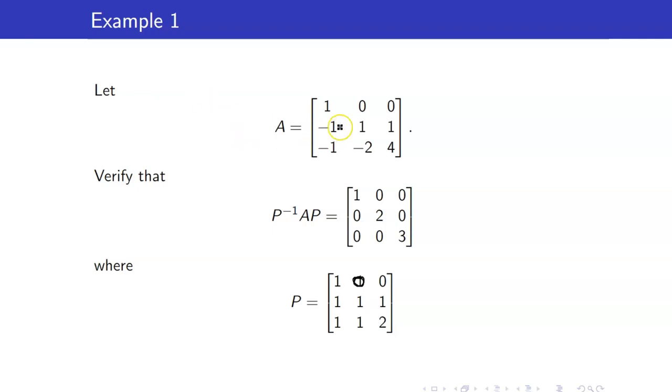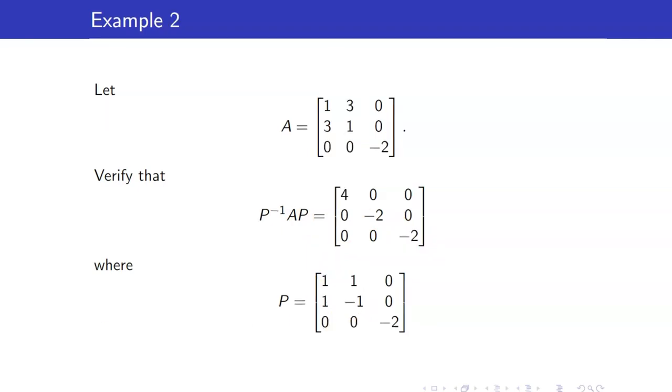Here is an example of a diagonalizable matrix. If A is given by this matrix, then it is similar to this diagonal matrix whose entries are 1, 2, and 3. And this matrix P here is given by this one. Another example, if your matrix A is given by this one, it is similar to this diagonal matrix whose entries are 4, negative 2, negative 2, and P is given by this.